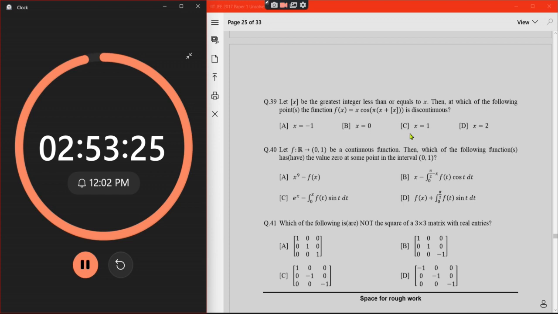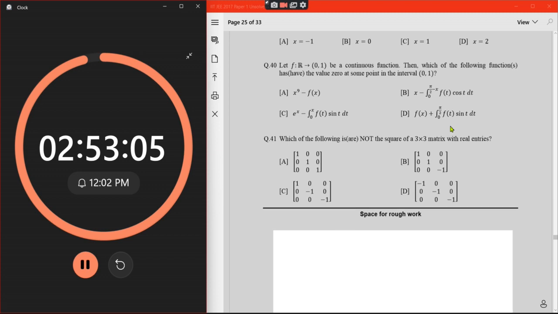Some integer, yes right. So what happens near integers? It's like 1 and then this changes. Yeah, because it changes by 1, right? Going from here to here this changes by 1, but this does not actually change. So negative 1, 1 and 2 all work. 39 is ACD.